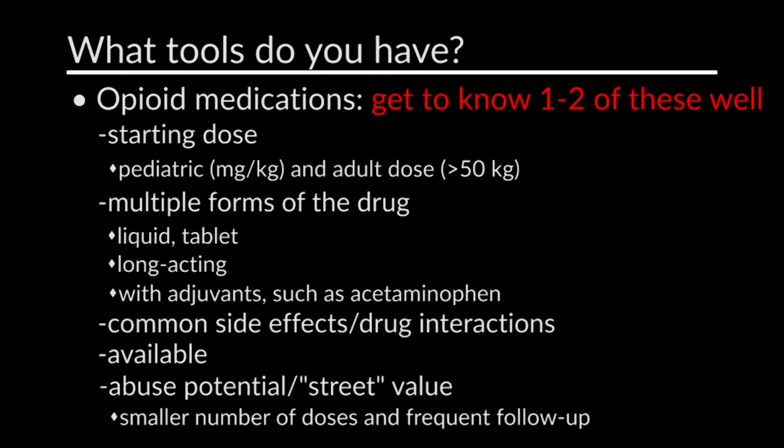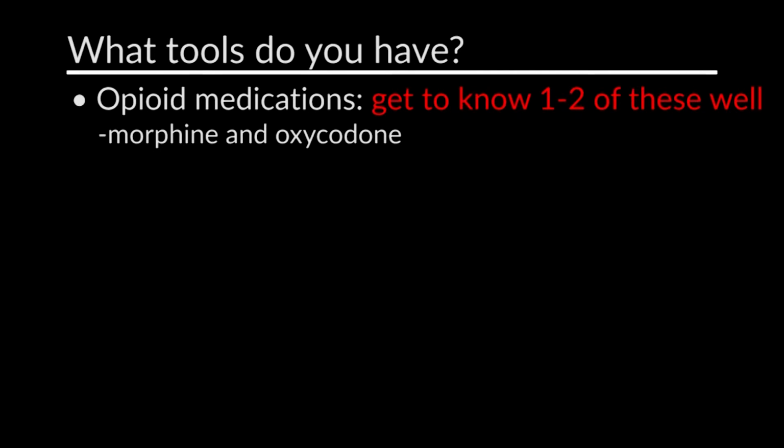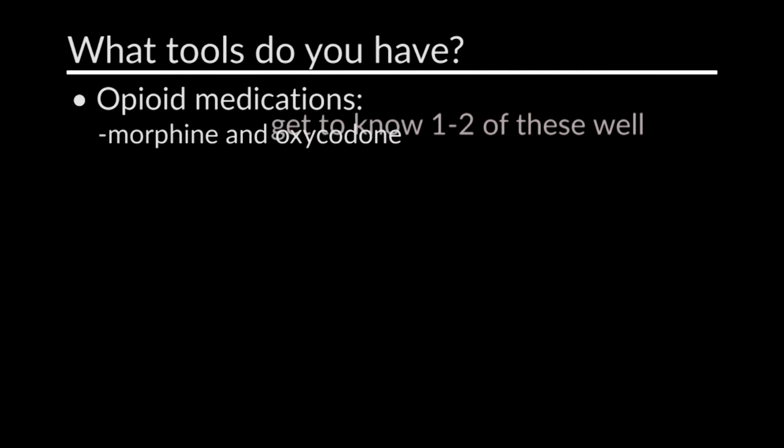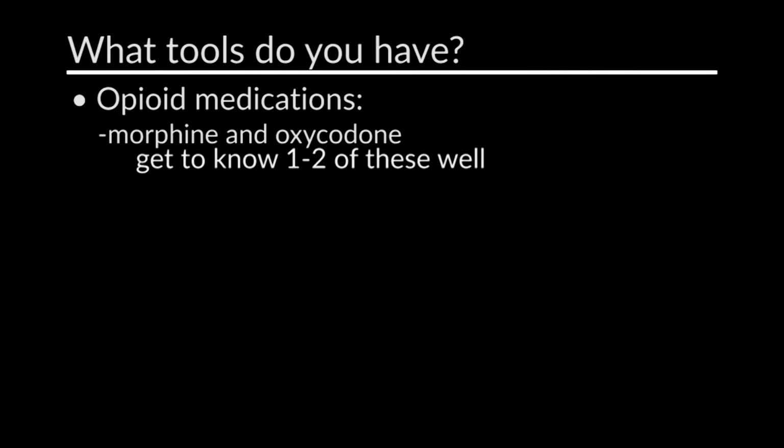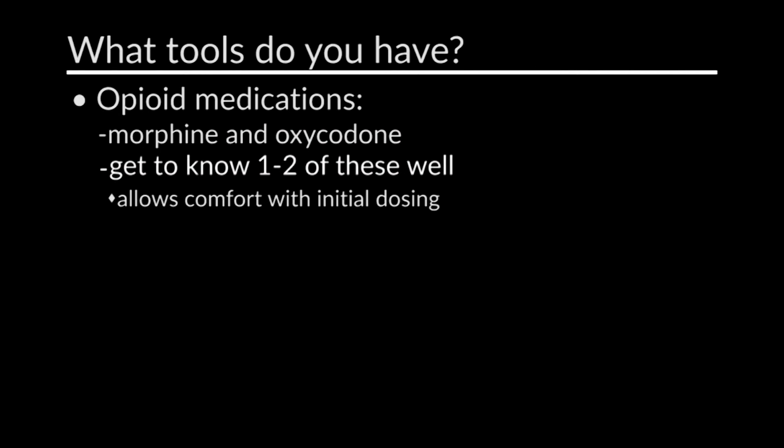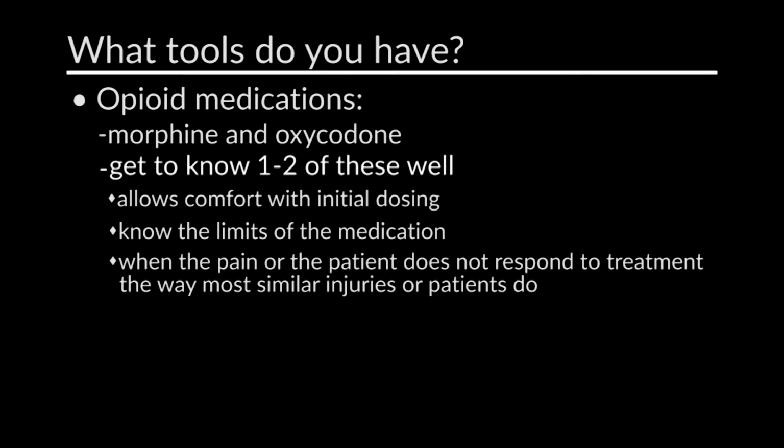Let's discuss the opioid medications morphine and oxycodone. Again, getting to know just 1 or 2 drugs well has multiple advantages. It allows comfort and confidence for the practitioner with initial dosing. It facilitates the practitioner's understanding of the limits of the medication. And lastly, when the pain that a patient is experiencing is not responding as the practitioner would expect from their experience, it highlights for the practitioner that more investigation and inquiry of the injury and/or the patient is required.